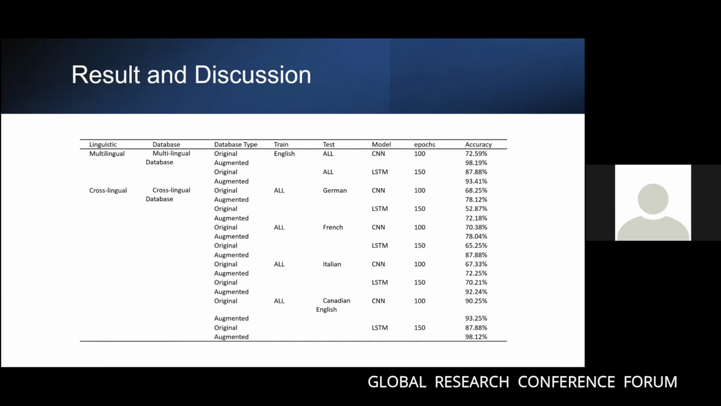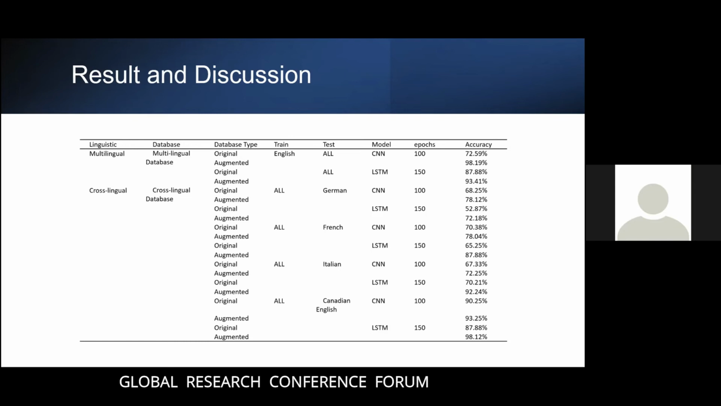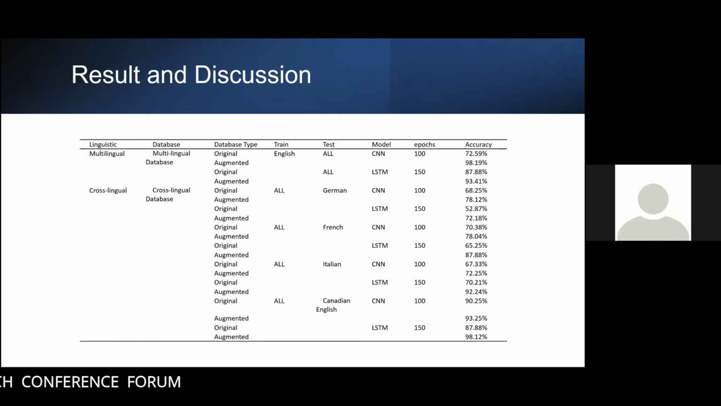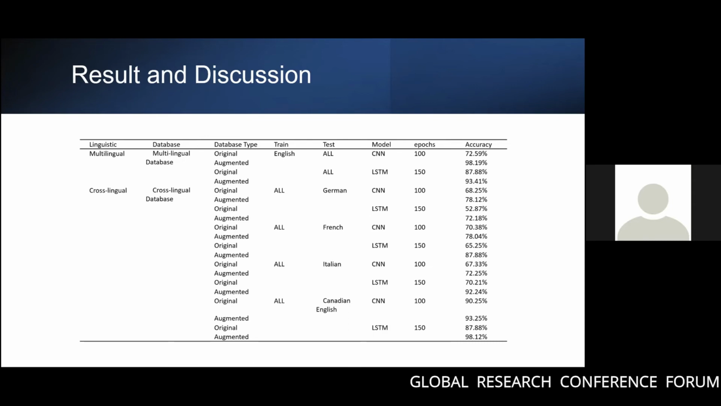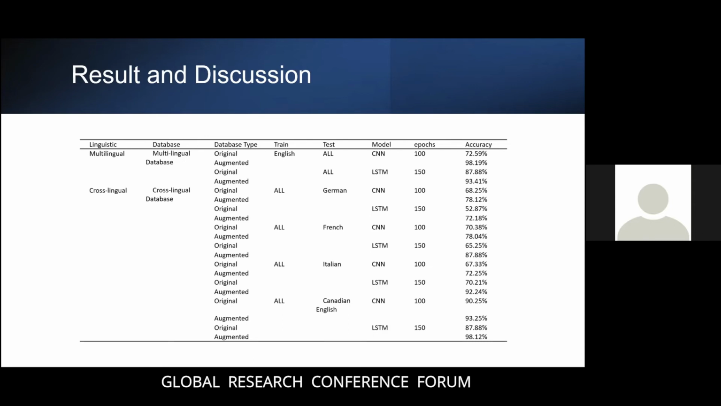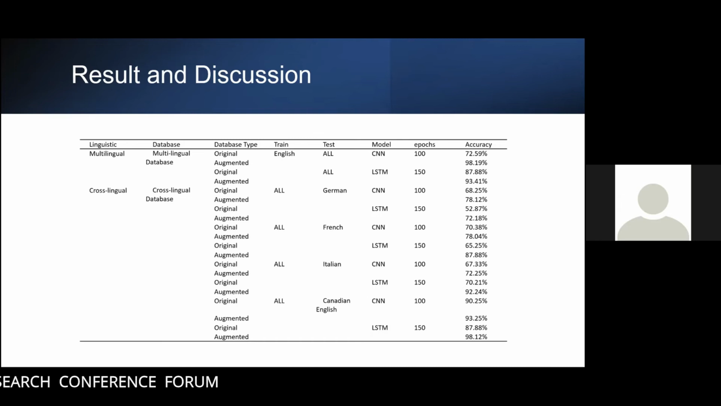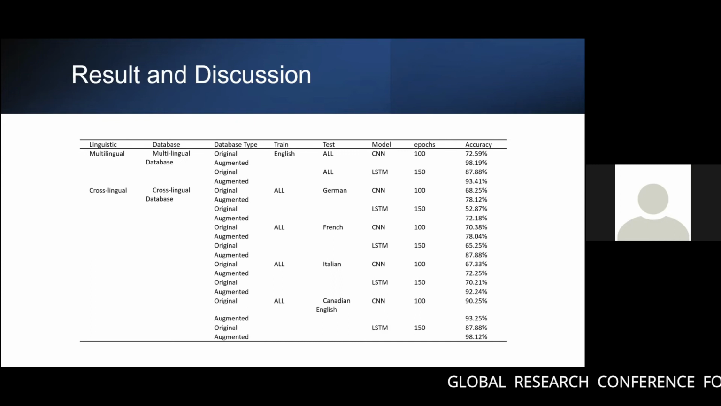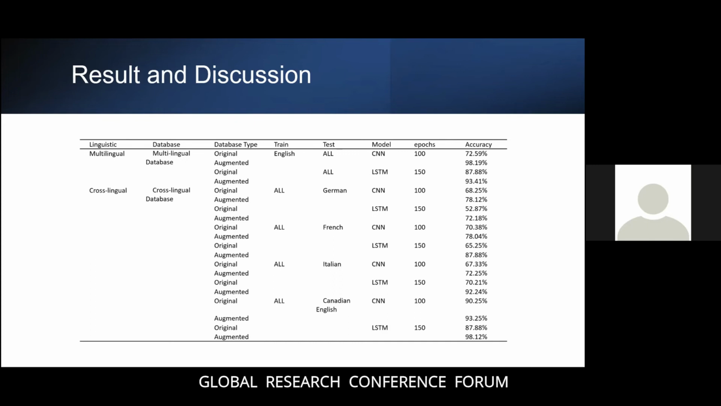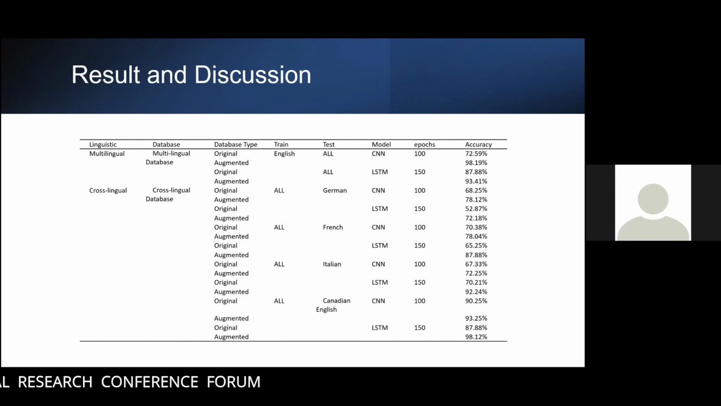Similarly, in the cross-lingual case, training with all languages and testing with only that particular language. First I tested with all languages, and then with the German language. Similarly for French, training with all languages, then French, then Italian, then Canadian. We have done this kind of approach for the cross-lingual database.